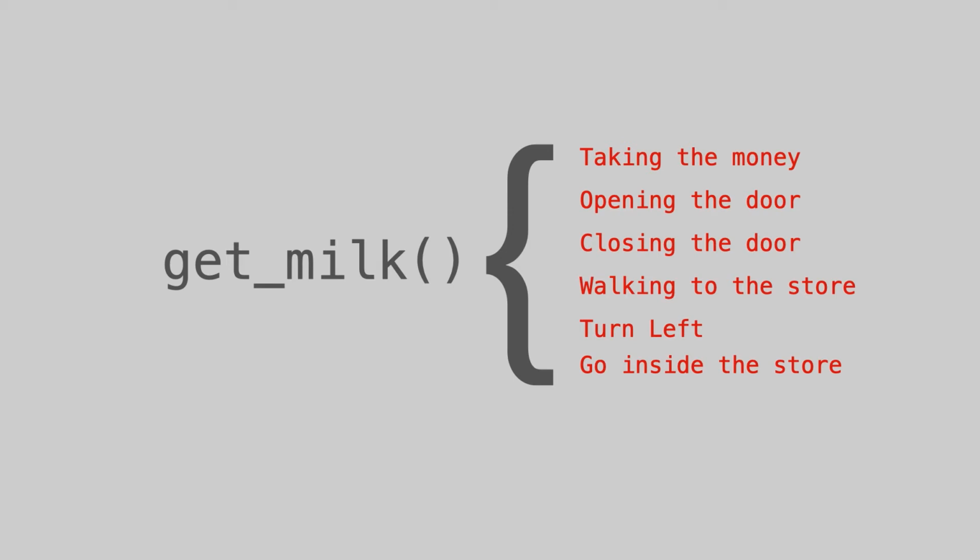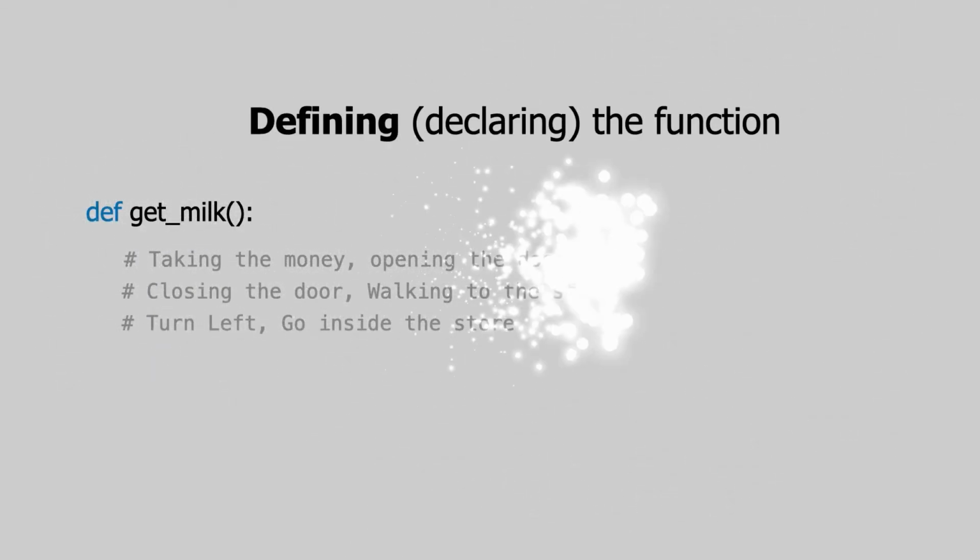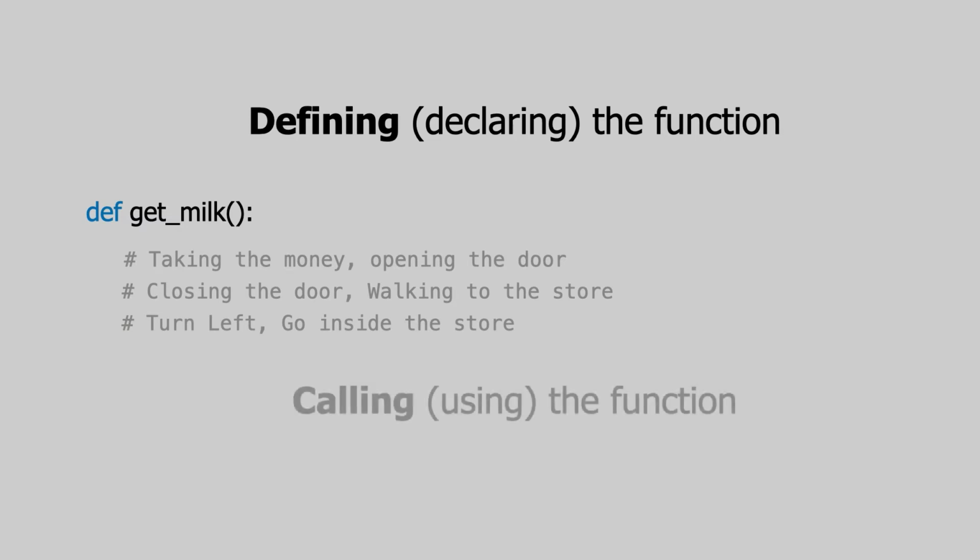So, there is something to note here. What we just described is actually a two-step process. First, you have to tell the robot what get milk means. And second, you have to tell the robot to execute this get milk instruction. In other words, the first one is defining or declaring the function. And step 2 is using or calling the function.